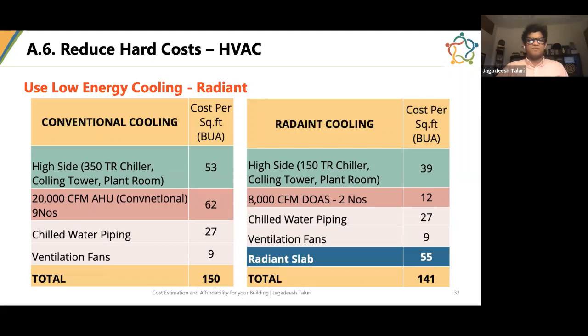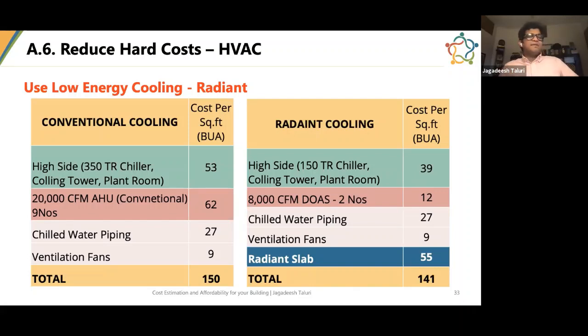You will see maximum saving on the AHU side. Instead of 62 rupees per square foot, you are only spending 12 rupees per square foot. And even if you invest in the radiant slab, embedding all the radiant pipes, installation, and all the manifolds that you have to buy, even if you add 55 rupees a square foot, you will still be spending much less, 141 rupees. This is what Peter Ramsey was also telling you in the earlier webinar, that the radiant cooled system actually costs less, apples to apples, compared to a conventional cooling system.